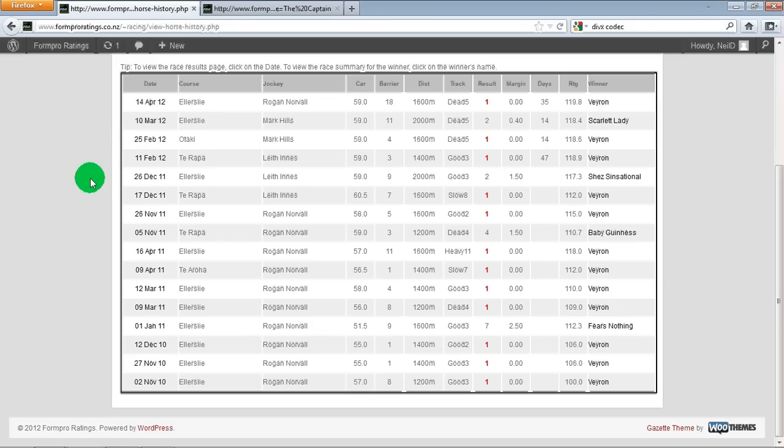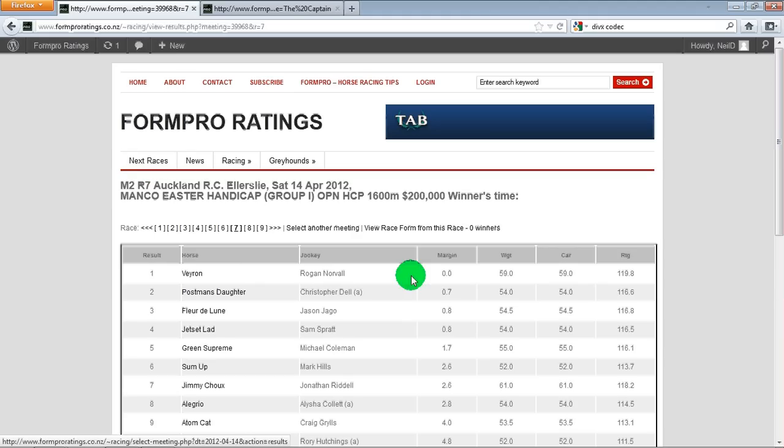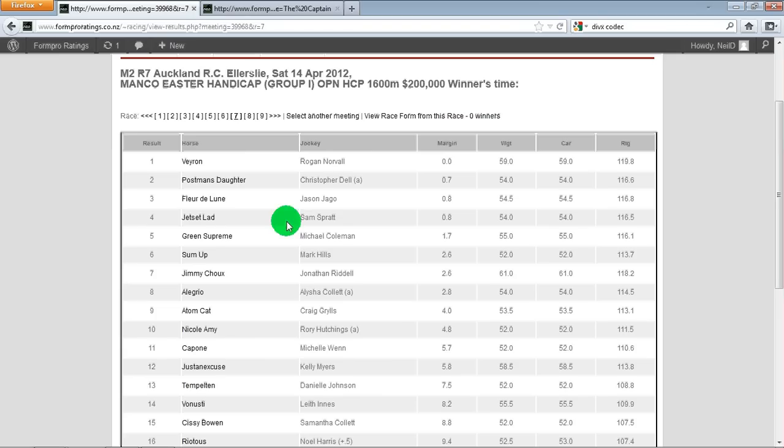So well done, Veyron. Okay, and you can click back through and have a look at the race and see the ratings of other horses in the race as well. Okay. Right, see Timmy Shoe rated 118.2, which was pretty good considering the weight he carried. He just peaked in his run, and hopefully he can improve another one or two rating points, which I think he could, and be very, very competitive in Australia. Right, let's go back out of there.